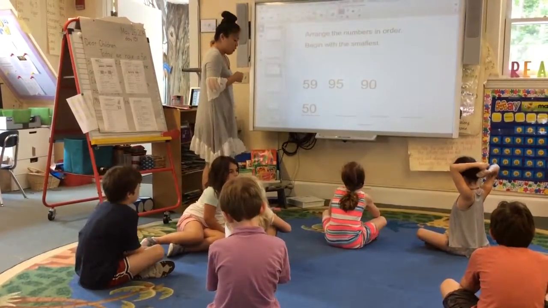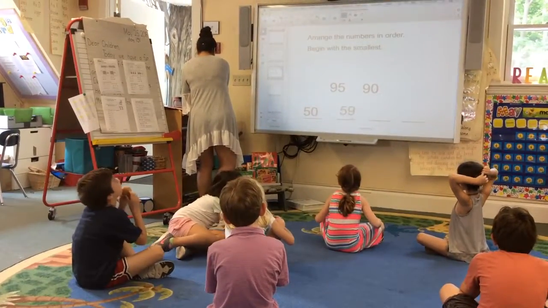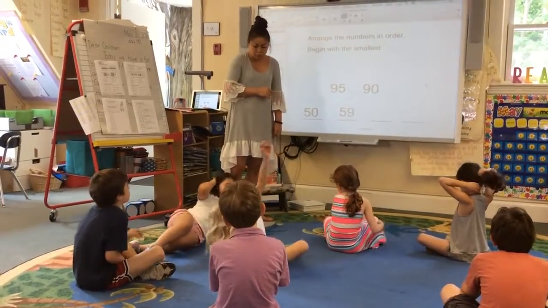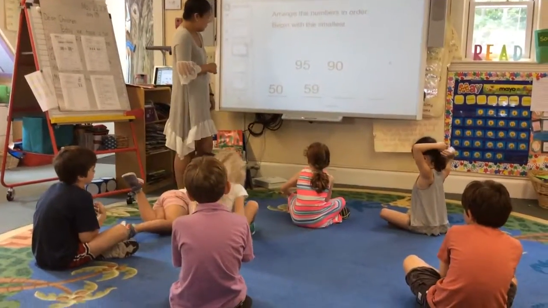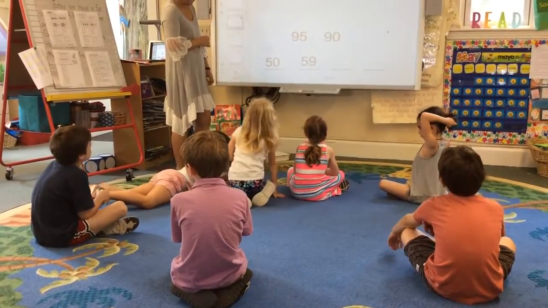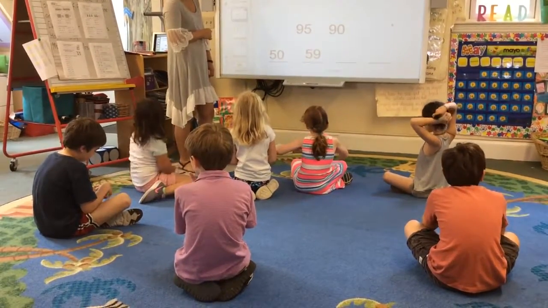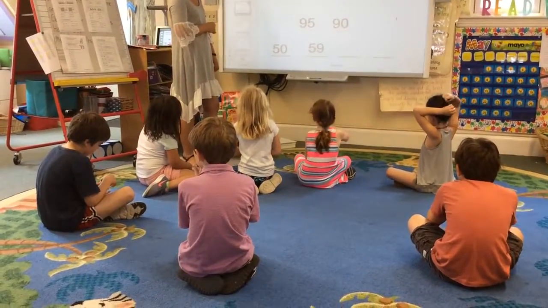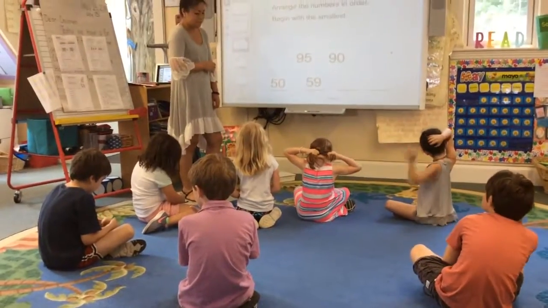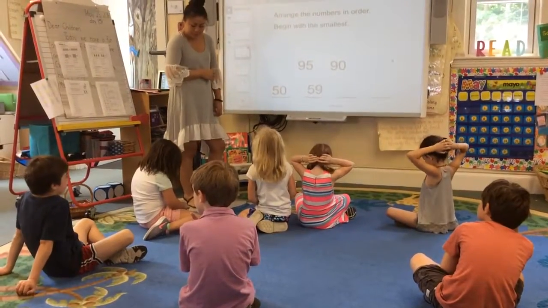Emma, what's the next smallest number? 59. 59. Someone else, please raise your hand to tell me why Emma is correct. Prove that Emma is correct, Lily. Because if you have 95 and 59, the tens are different. We know that 5 tens is smaller than 9. And the same thing with 90, so we know that it would be 95.